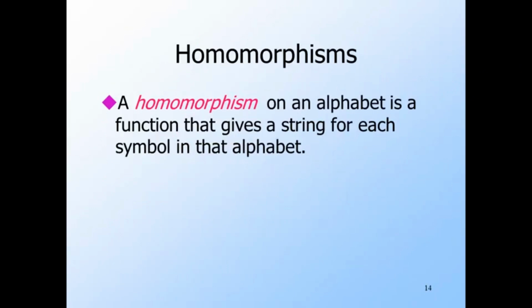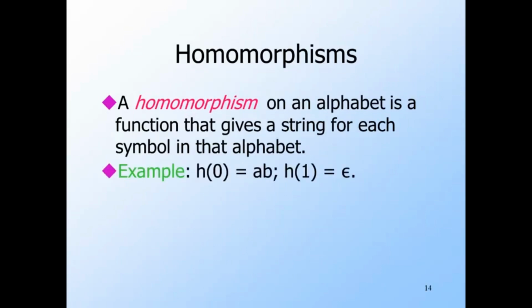Homomorphisms are transformations on symbols that replace each symbol by a string, which may be empty, another symbol, or a long string. When a given homomorphism is applied to all the strings of a regular language, the result is a regular language, as we shall see. Here's an example of a homomorphism, one that we shall use repeatedly in the discussion. This homomorphism H replaces every 0 by the string AB and replaces every 1 by the empty string.